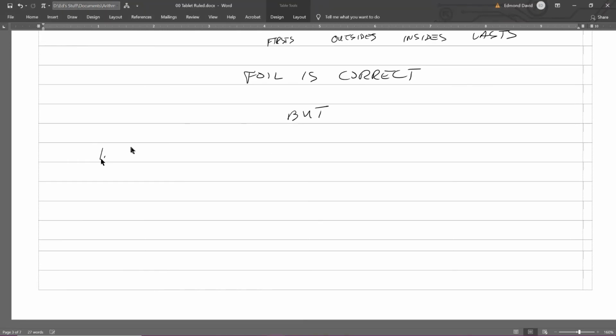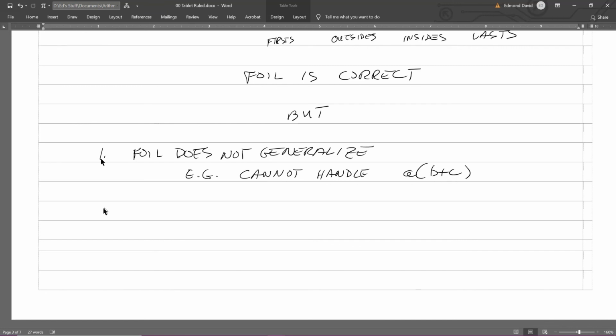You should care for two important reasons. First, FOIL does not generalize. You cannot use FOIL to multiply even something as simple as A times the group B plus C. So FOIL is a dead end. Second, you cannot connect FOIL to the multiplication algorithm, a very important connection which we just made.